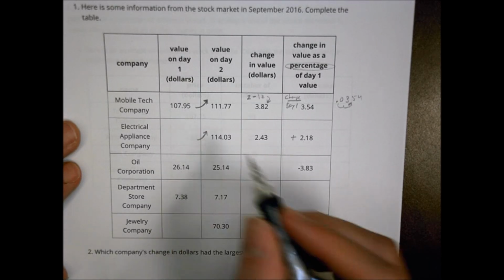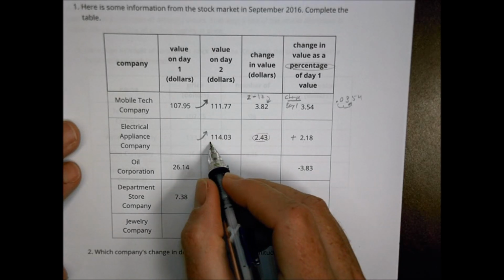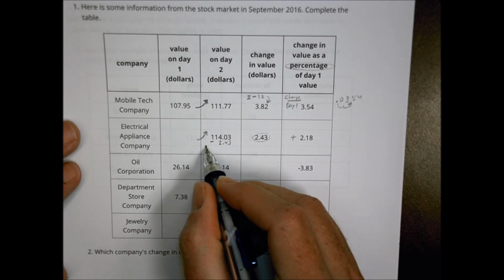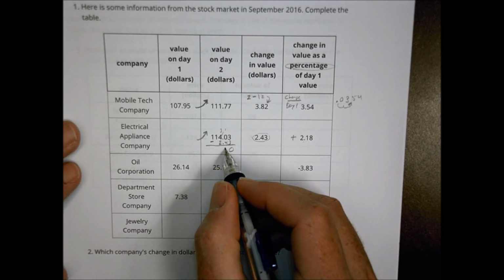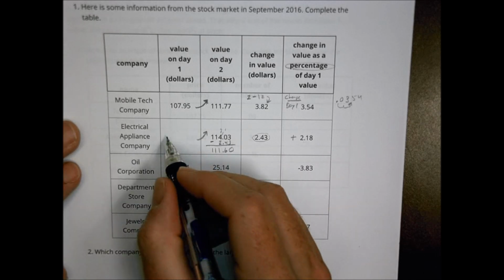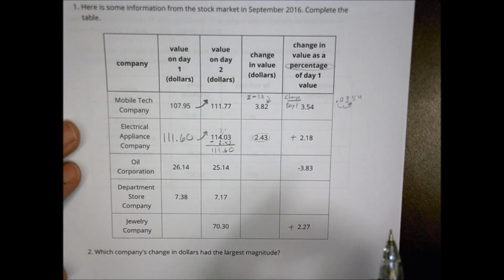To find out what day one was, we're going to take our change in dollar amount and subtract it from 114. So here's 243 right there, and 3 minus 3 is 0. I'm going to borrow here. 10 minus 4 is 6. 3 minus 2 is 1. And we have $111.60 was where I was at day one.